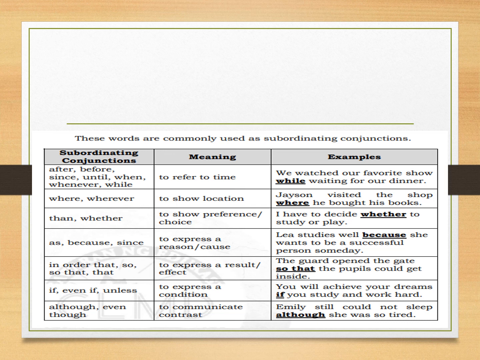How about conjunctions as, because, and since, meaning to express a reason or cause. Example, Leia studies well because she wants to be a successful person someday. Another conjunctions, in order that, so that, and that, meaning to express a result or effect. Example, the guard opened the gate so that the pupils could get inside.